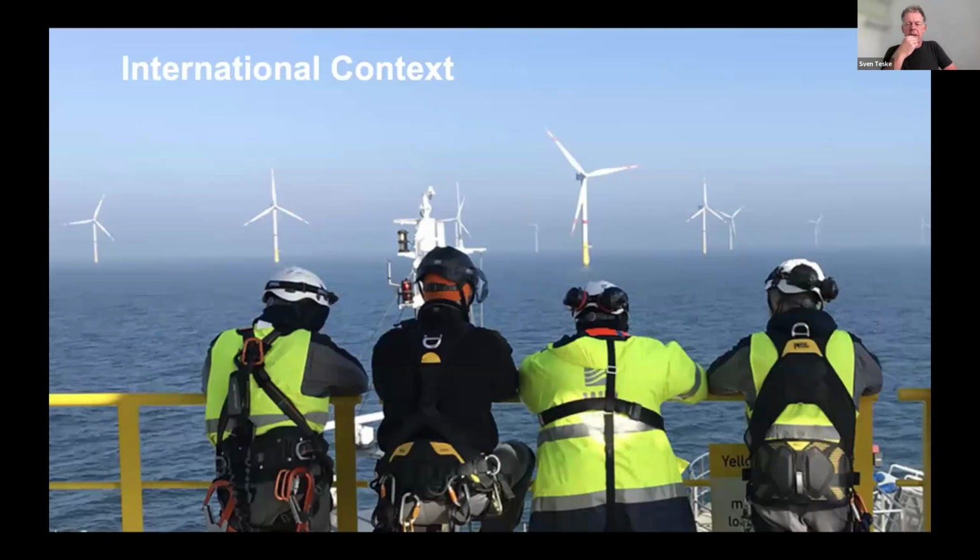So I start with the international context, and this photo here looks pretty much like Australia, just looking internationally and seeing what's possible. None of the turbines are in Australia right now, but we look at the international context quite closely to learn from almost 30 years of offshore wind experience on a global level.